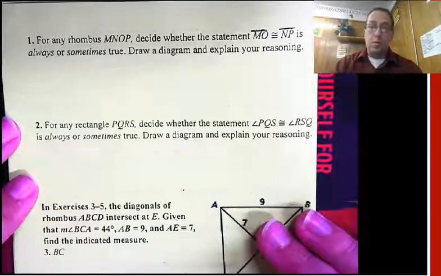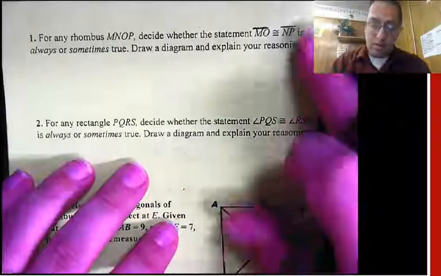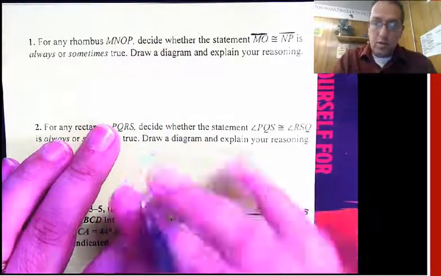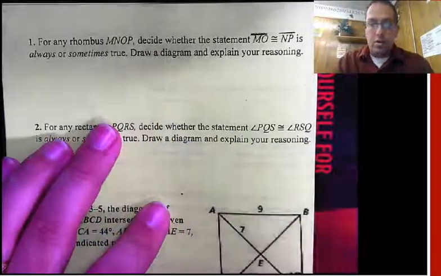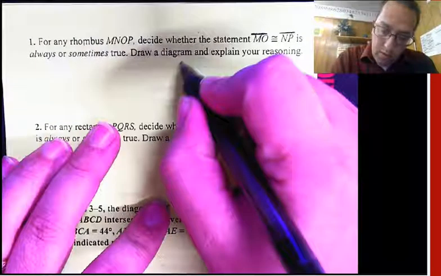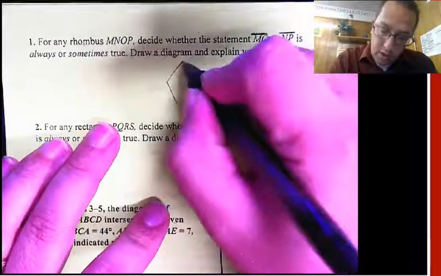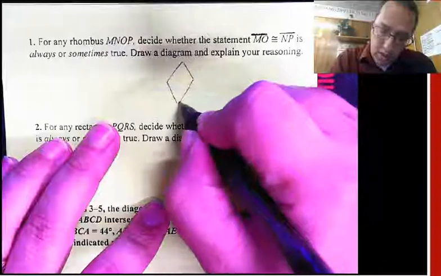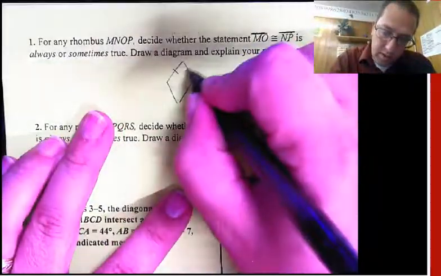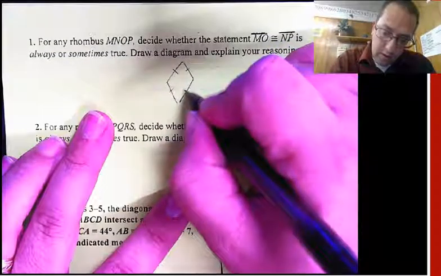Well, I'm going to start with a diagram because it makes it a little bit easier to figure out, is this always true, is this sometimes true? Okay, so first we're just going to draw a generic rhombus. So remember, this is a parallelogram in which all of the sides are congruent. So there it is, parallelogram, need to mark it. All of the sides are congruent. So I know that it is a rhombus.